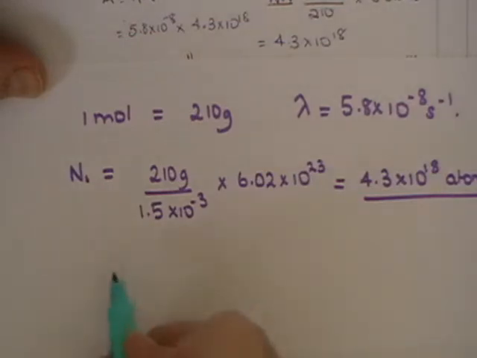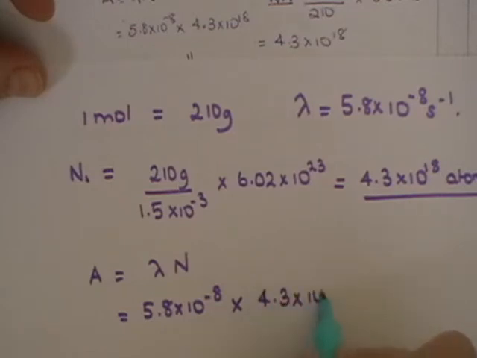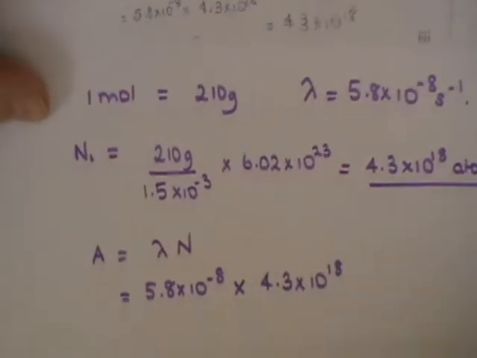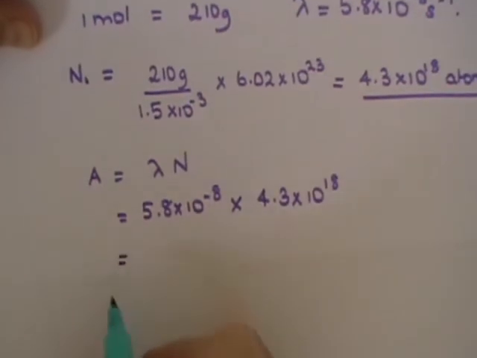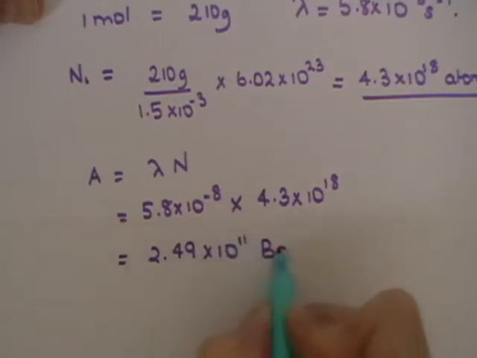And so now all we have to do is A is equal to lambda N. And lambda is 5.8 by 10 to the minus 8. And N is 4.3 by 10 to the 18. And that gives us an answer of 2.49 by 10 to the 11 becquerel.